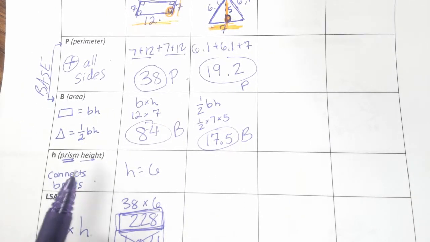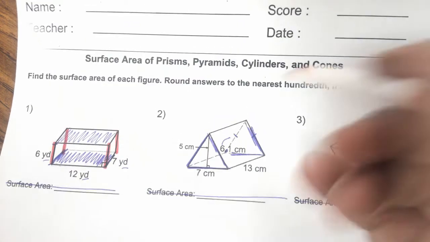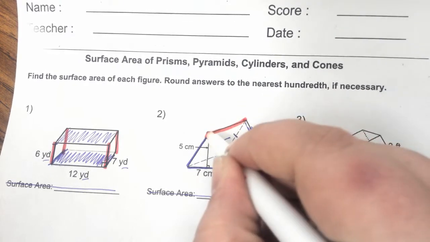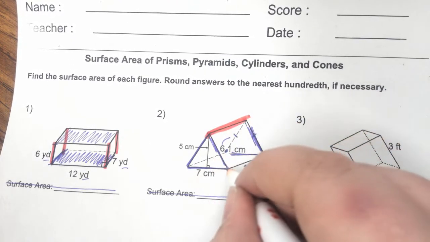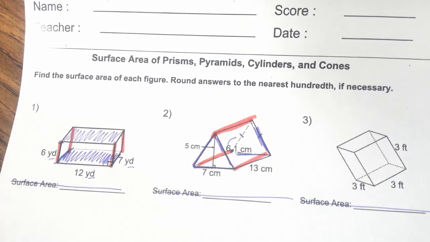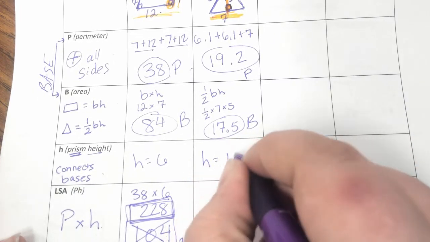H is the next box we need to fill in, and that comes from the prism's height. So we actually look at the 3D figure, and the line that connects one triangle to the other triangle, how far apart the bases are, that's the height. So the height of this prism is 13 centimeters. H is 13.